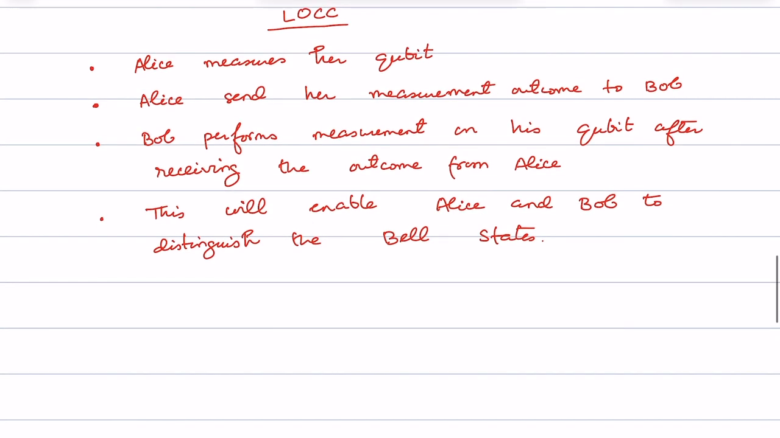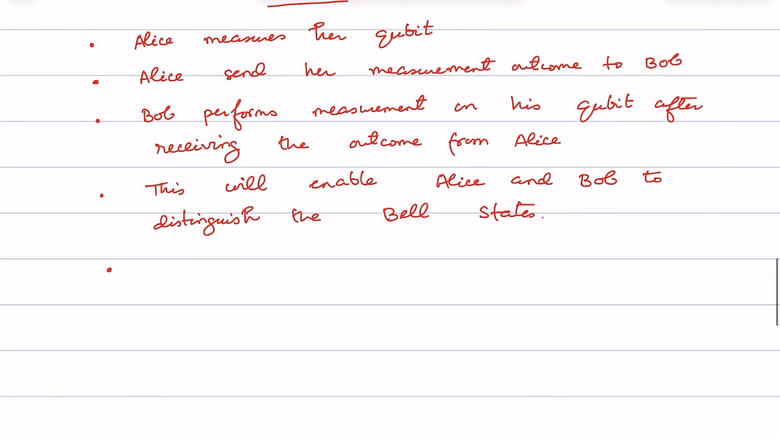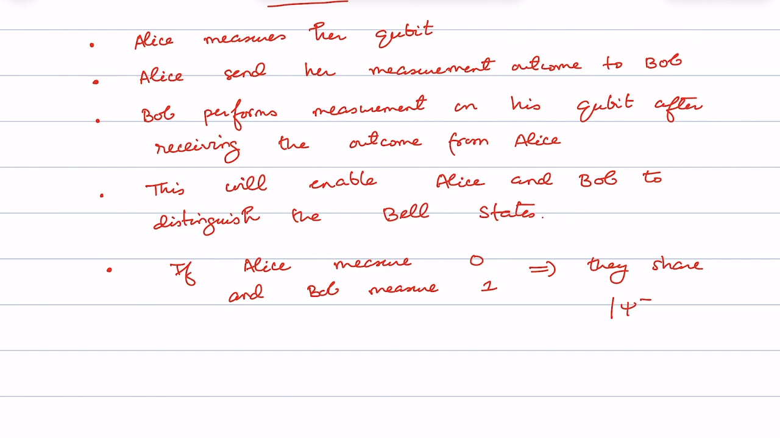That means, for example, what's going to happen is this. Suppose Alice measures 0 and Bob measures 1, this implies they share the Bell state psi minus. It's as simple as that.